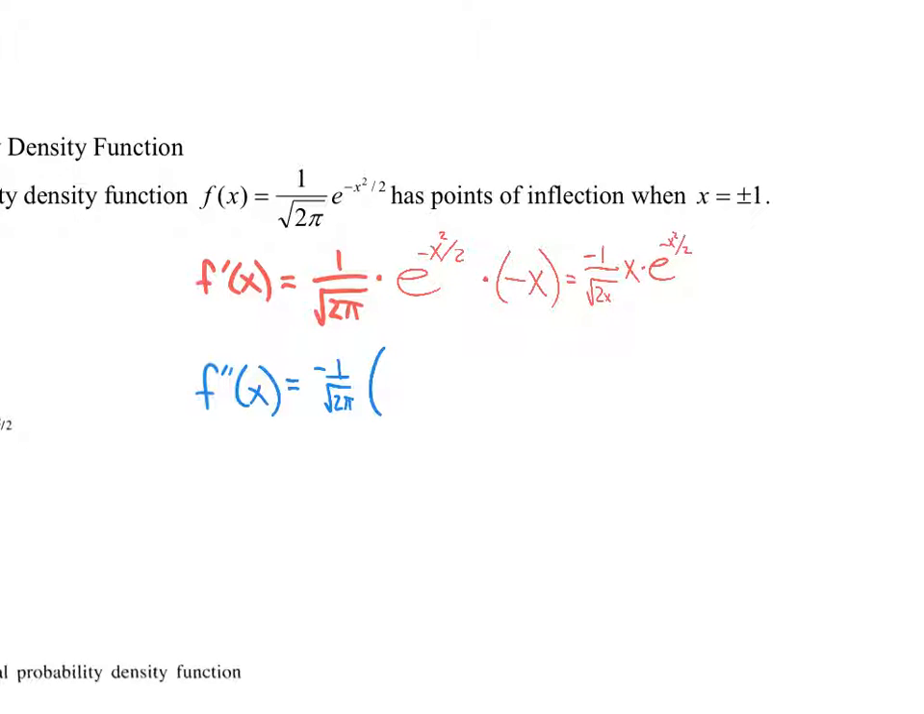I'll just put that in parentheses here. So u prime, well u is x, so I'm just going to put a 1 there, times v, e to the negative x squared over 2, plus u, which is x, times v prime. Well, we just did the derivative of e to the negative x squared over 2 on the previous step. So we don't have to think too hard. It's going to be another negative x e to the negative x squared over 2.